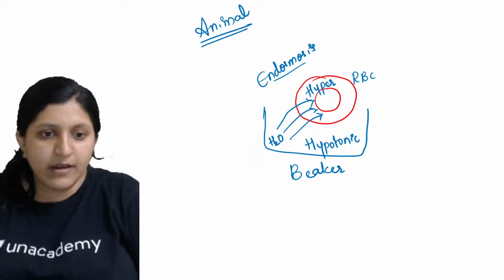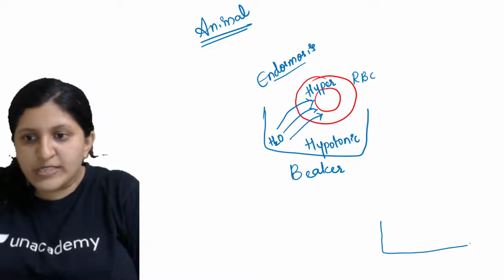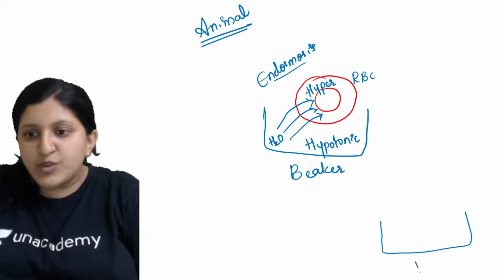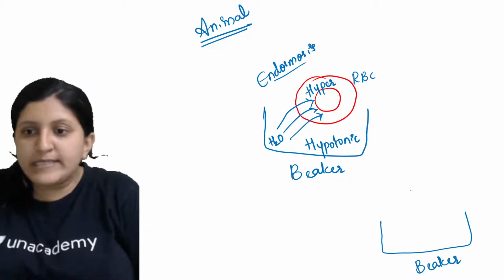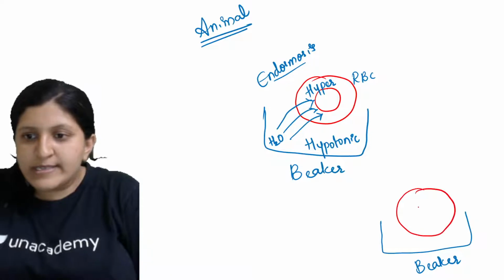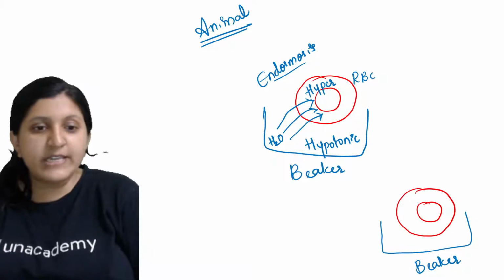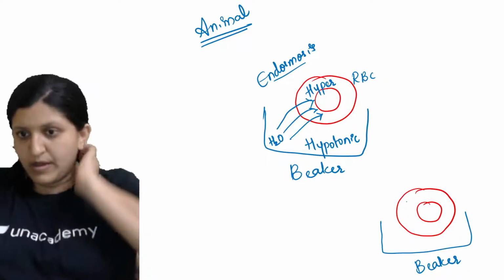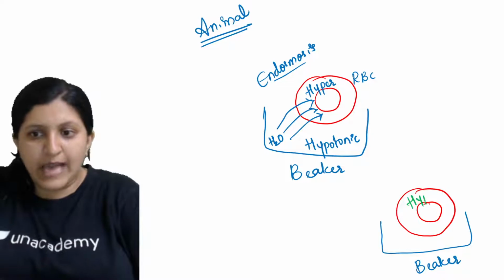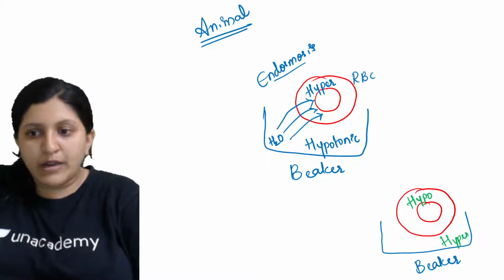So let's take a beaker again. Now exosmosis we will see. As usual, this one is a beaker, and we have kept an RBC there. So in the RBC, what condition is maintained? In the RBC, the condition maintained is hypo. So here it is a hypo condition, and in the beaker it is a hyper condition.